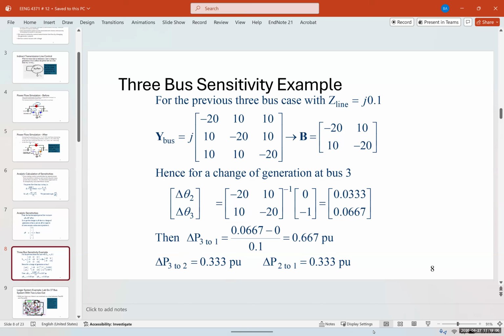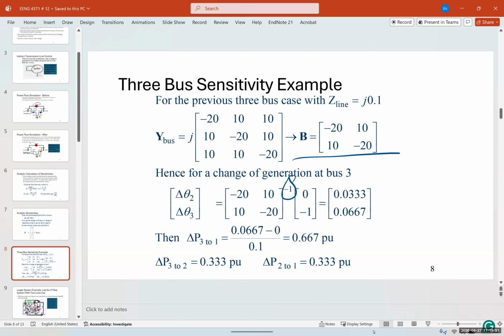Now let's work through the 3-bus example numerically, the previous one that we did, instead of using the simulation. We take the line reactance, compute the susceptance, build the B matrix, and remove the slack bus row and column to get B prime, which is here. Next, we have to invert the B prime.